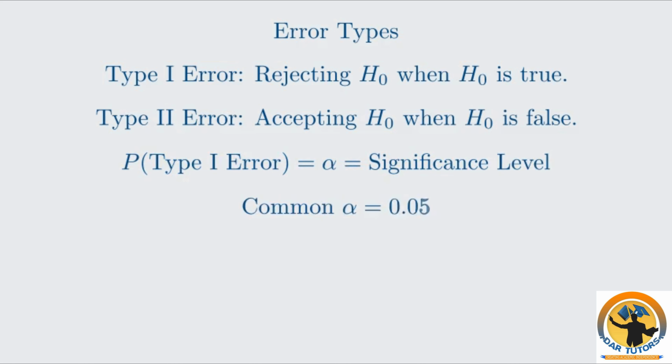A common significance level used in science is alpha equals 0.05. This means we are willing to accept a 5% risk of incorrectly rejecting a true null hypothesis. In other words, there's a 1 in 20 chance our decision to reject H0 might be wrong. It's a trade-off. By choosing a very small significance level, we reduce the chance of a Type 1 error, but we increase the chance of a Type 2 error. We'll explore this trade-off in an investigation later.